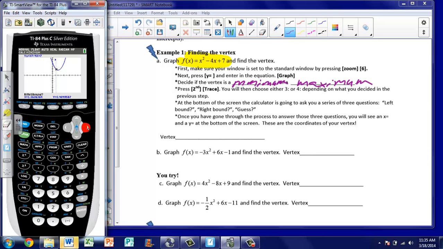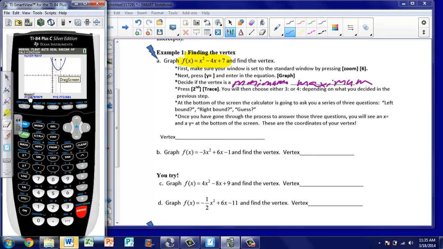Now I'm going to arrow back to my target, back to my vertex. Then I'll answer the next question. The next question says right bound. So I'm going to press the right arrow a couple times, and then press enter. If you'll notice, there are 2 dotted lines on the screen, and it narrows down the region for the calculator. So we're telling the calculator, okay, look between these 2 dotted lines and find us the lowest point. In this case, that's the minimum of our parabola, or the vertex.